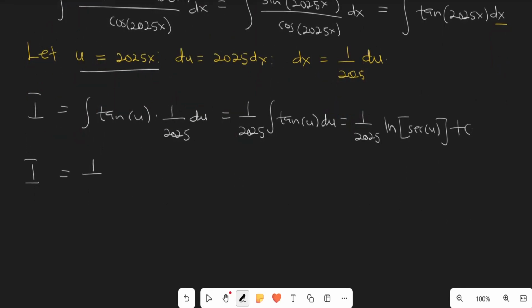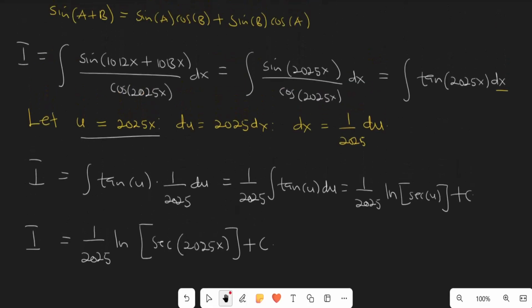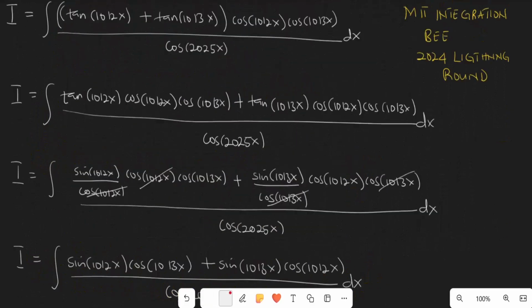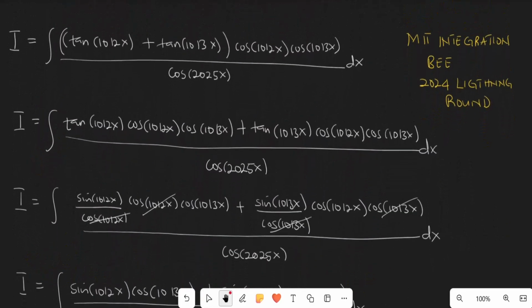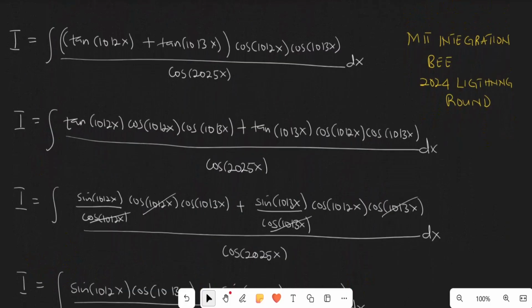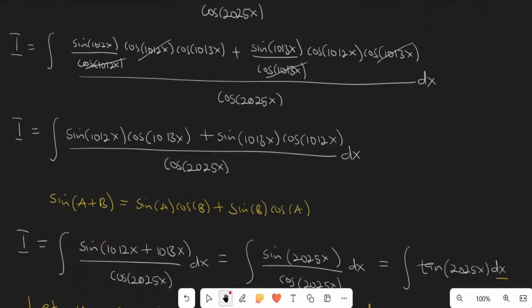So our integral has been reduced to this. This is the final answer of our integral: 1 over 2025, the ln of the secant of u, and u is 2025x, plus the constant of integration. So this one is the value of our integral. If you go back up here, this one evaluates to 1 over 2025 ln of the secant of 2025x plus the constant of integration.